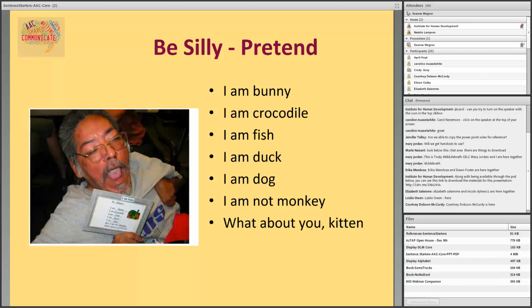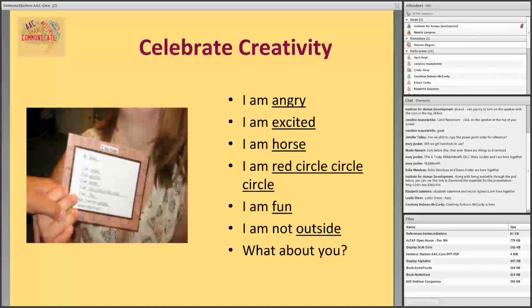This is an I Am poem by Gilbert, pretending. I am bunny, I am crocodile, I am fish, I am duck, I am dog, I am not monkey. What about you, kitten? And thinking about describing, we have a poem by one of our students in the language lab: I am angry, I am excited, I am hoarse, I am red, circle, circle, circle. Looking at that repetition because she wanted to sound more poetic. I am fun, I am not outside. We were in the language lab, we were in the computer lab. What about you?